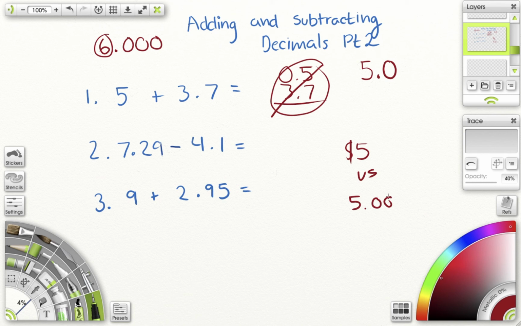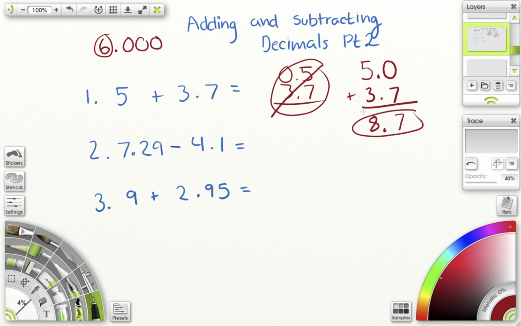It's the same thing. All right, so I'm just going to put that 5.0 as a placeholder, and then I'm going to line up my 3.7. So I put 3.7. I make sure those decimal places are lined up, and then again, I can put the decimal here ahead of time, so it's already done for me. And now I just add them like normal. So 0 plus 7 is 7. 5 plus 3 is 8. So my final answer in this case is 8.7.